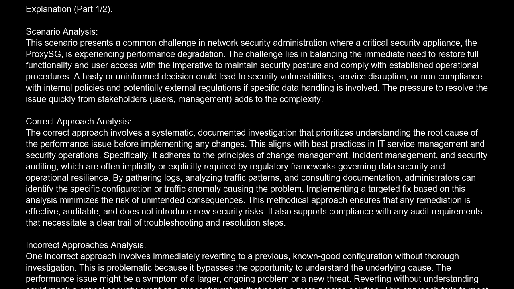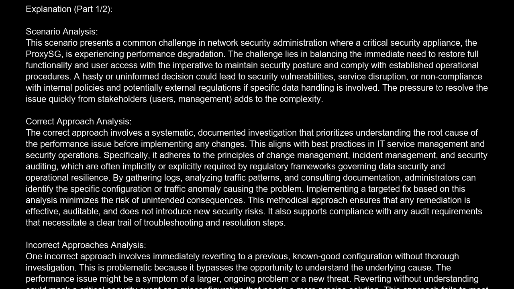the imperative to maintain security posture and comply with established operational procedures. A hasty or uninformed decision could lead to security vulnerabilities, service disruption, or non-compliance with internal policies, and potentially external regulations if specific data handling is involved.